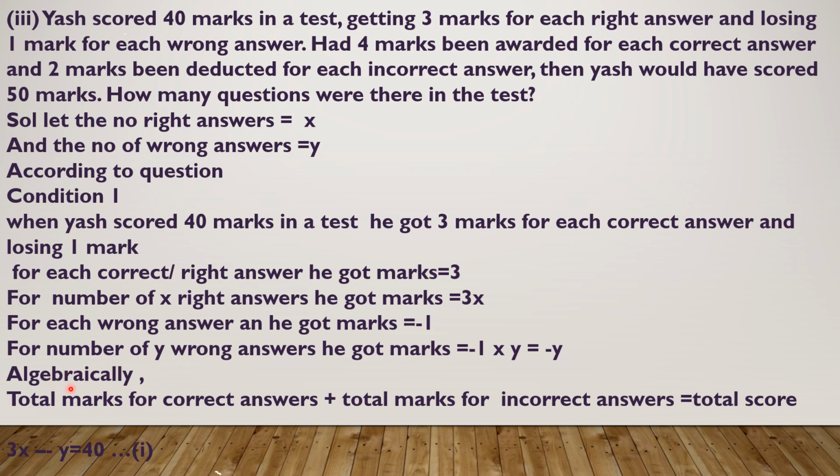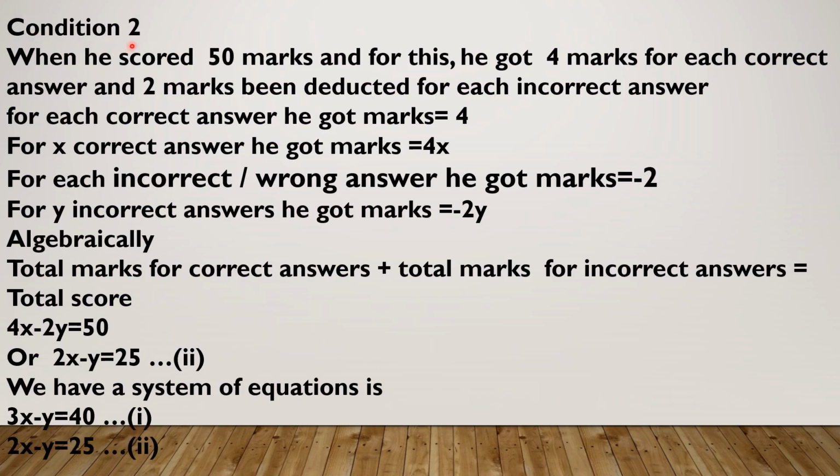So algebraically we can say total marks for correct answers plus total marks for incorrect answers is equal to total score. So we can write algebraically 3x minus y equals 40, and we consider it as equation number first. Let us come to condition number 2.